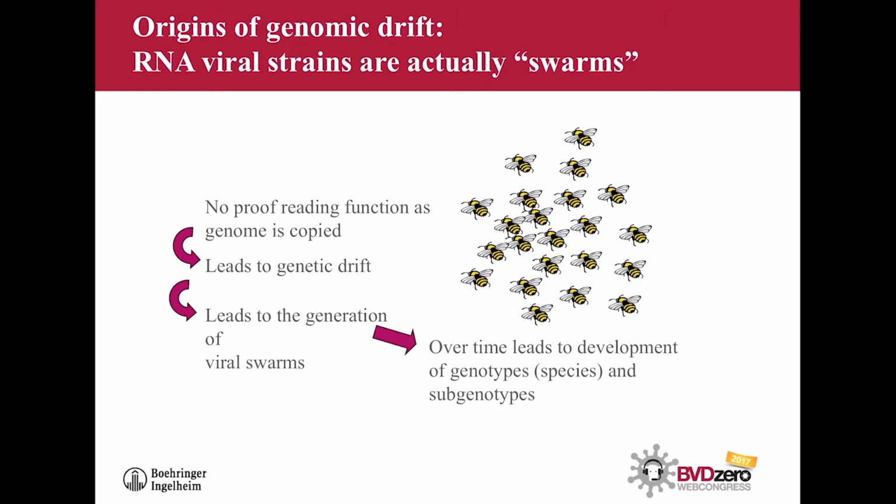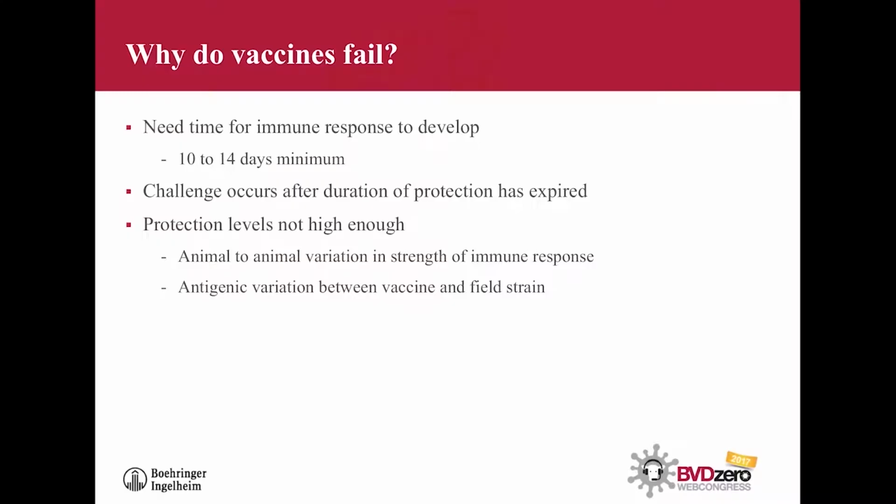So genomic drift led to the establishment of the three species over time. At one point, there was an ancient progenitor virus that over time has mutated into these different species. It also gives rise to subgenotypes, and we'll talk a little bit about the subgenotypes that exist with each species and the significance of that in a little bit. But the practical significance of this genetic drift is changes in antigenicity.